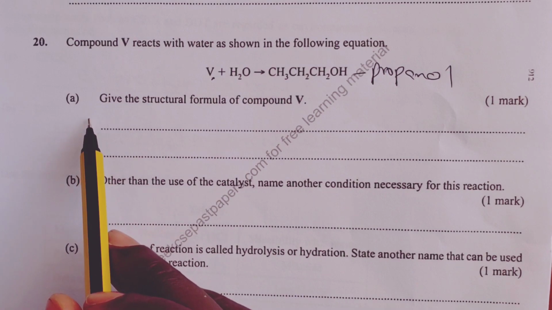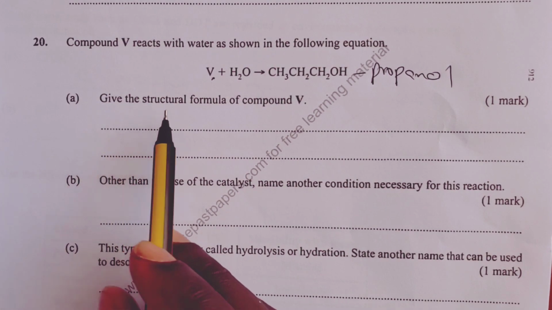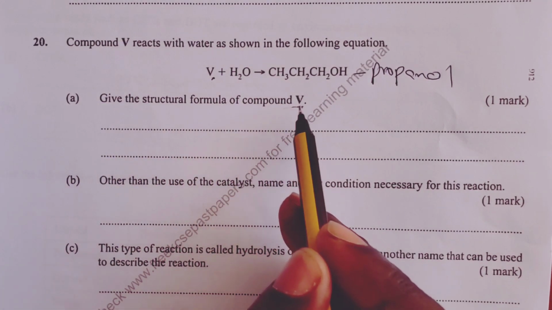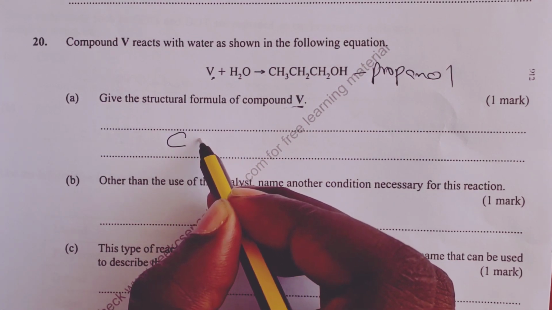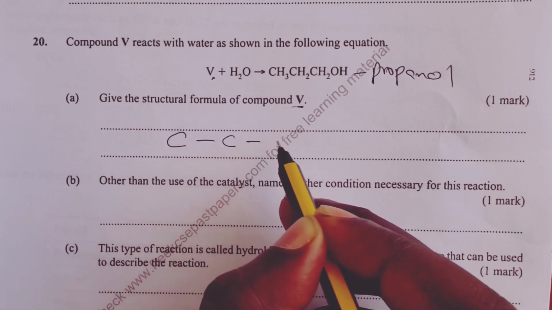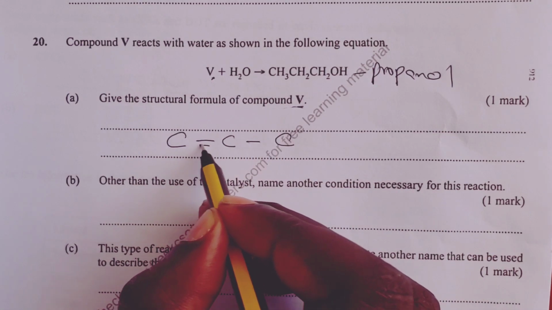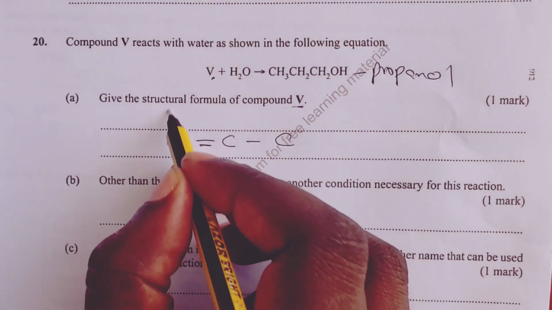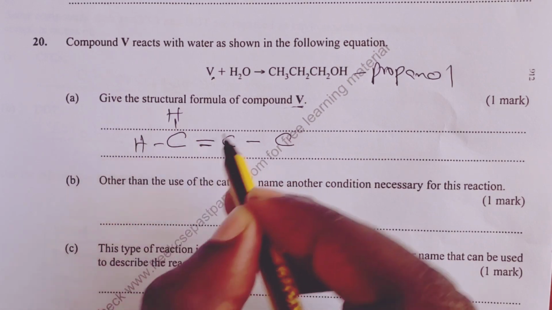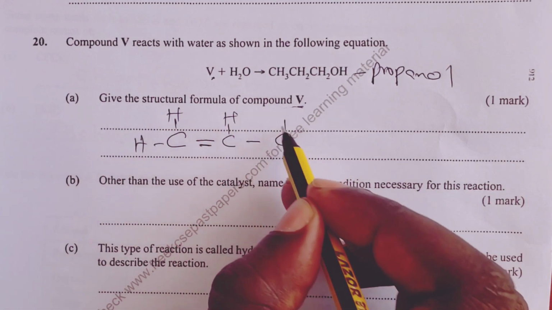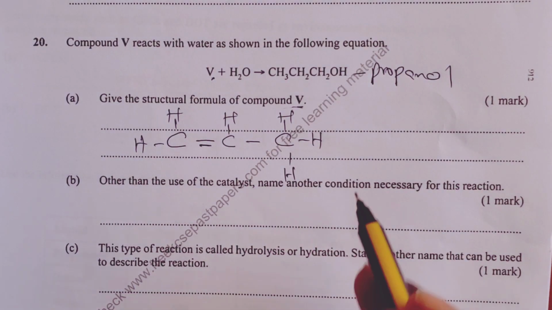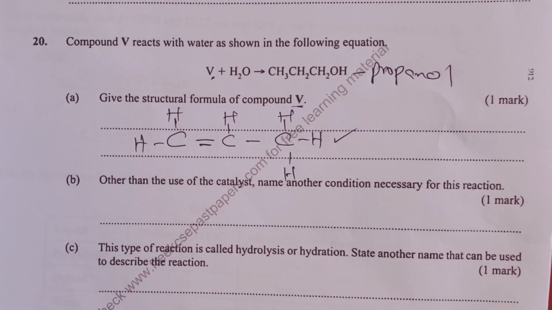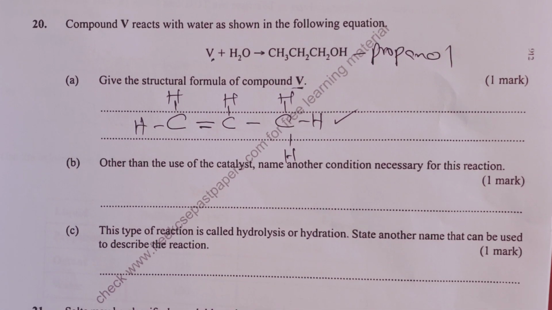So for part A, we are asked to give the structural formula of V. And as we have just discussed, V is an alkene with 3 carbons, and we shall put the double bond on carbon 1. And then now we complete the structure by putting in the rest of the hydrogens. That is good enough for 1 mark.